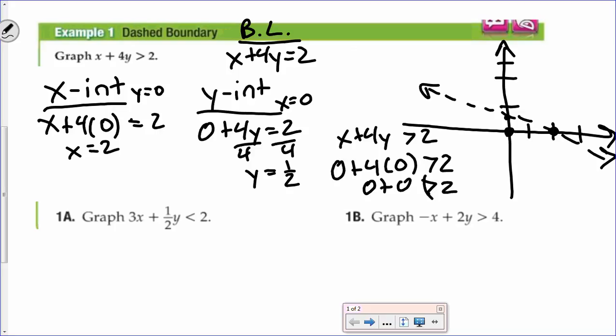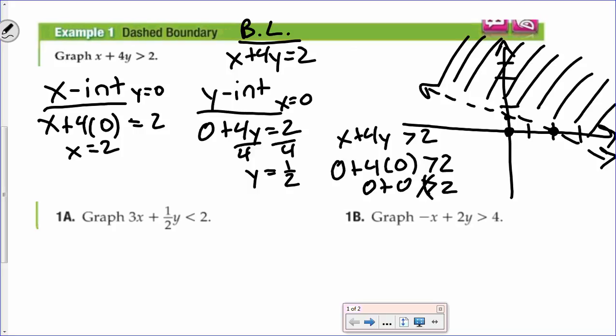No, that's not greater than 2. Not true. So that is not part of the solution. That means we need to shade in the other direction, above the boundary line. That's how we're going to graph these linear inequalities. I'll do 1A and I'll leave 1B to you guys. So let's take a look then at 1A.